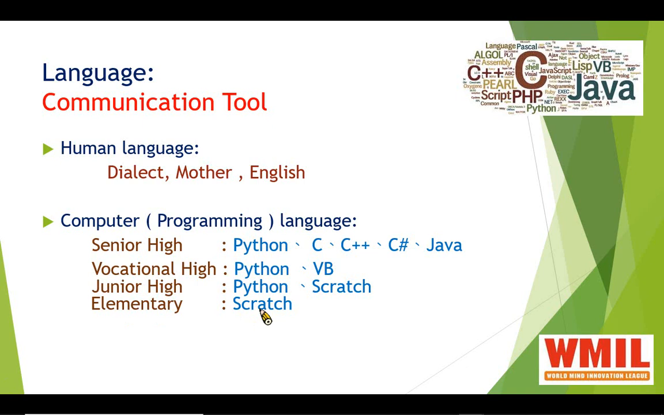And in junior high, they might learn Python. Python is quite a new language. It's easy to learn and easy to compose code for a project. In vocational high school, the students might learn Python or maybe Visual Basic. In senior high, they learn a little more variety of computer languages like Python, C, C++, C#, or Java.